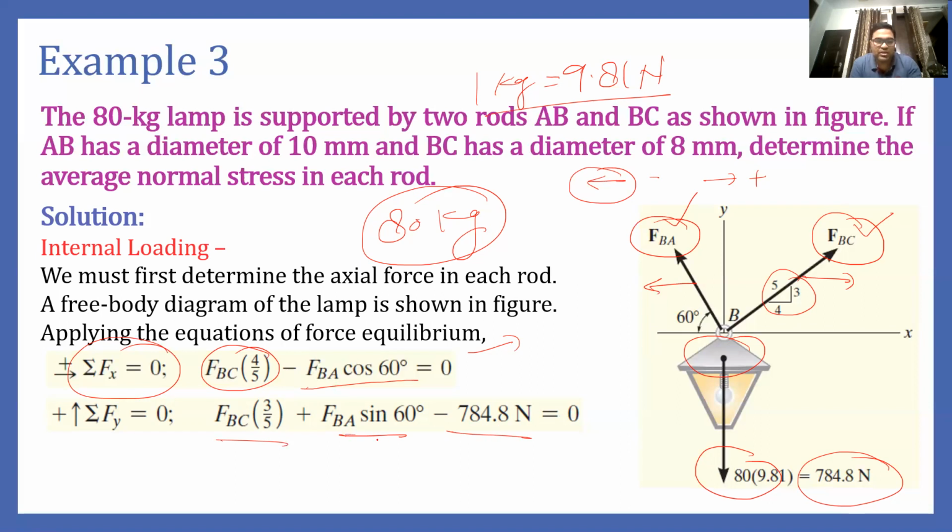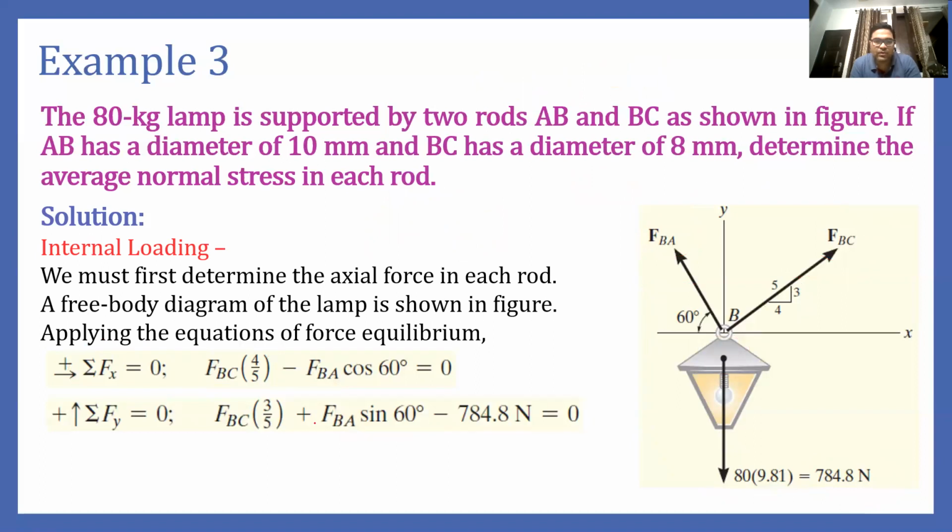Now we will equate this with 0. In both the equations, we have two unknowns, FBC and FBA. So here, if we consider the first equation, we can write the value of FBA in terms of FBC. How can we do that?